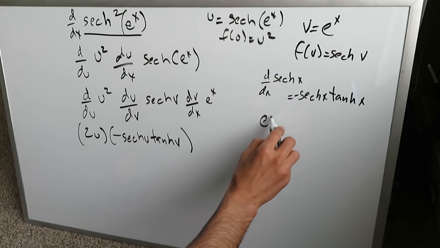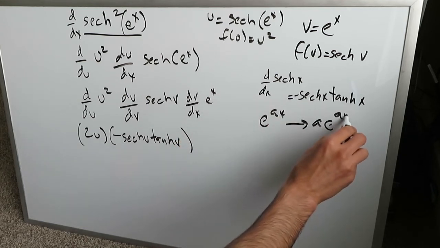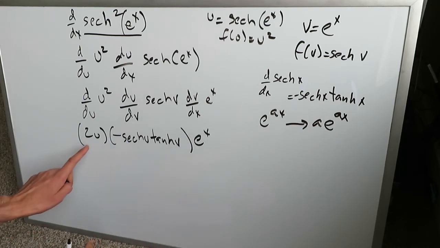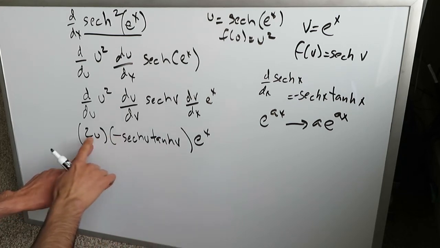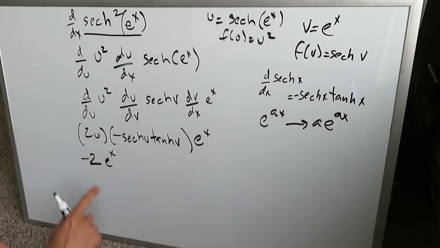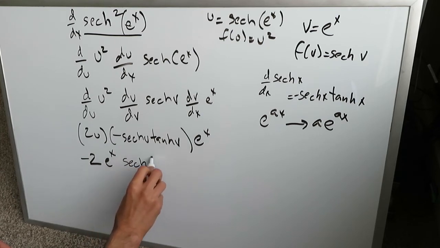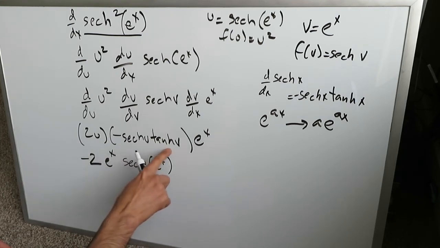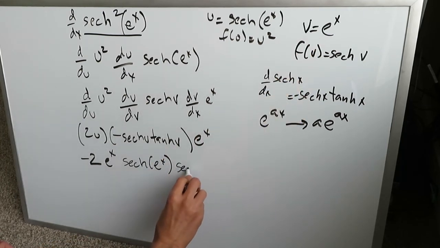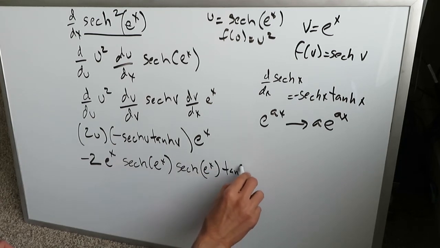Remember, it was e to the ax. In a very simple case, this becomes a e to the ax, and this stays as e to the x. Easy. Let's talk about the coefficients. Minus and this 2 becomes a minus 2. Let's bring the e to the x closer to the beginning. We have a u. Let's substitute for that u, which is this sech e to the x, and then let's bring in these over here with their v components substituted back. We'll have a sech e to the x, where v represented e to the x, and tanh e to the x.